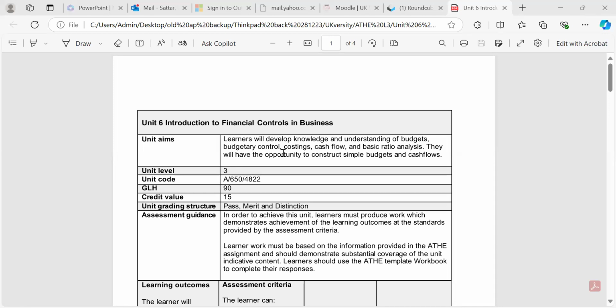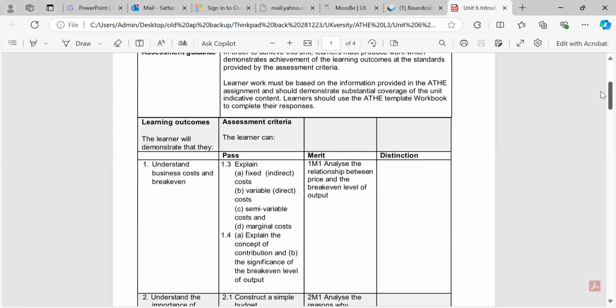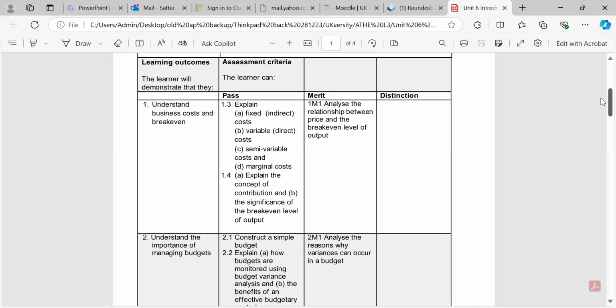Financial control is one of the crucial areas of finance, because at the end of the day, whichever business we do, money is the key. Money is the lifeblood for any business. So in this unit, we'll really learn about how we can manage it. We'll discuss today's key topics: fixed cost, variable cost, and semi-variable cost.